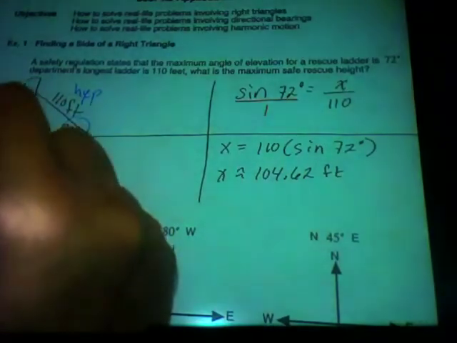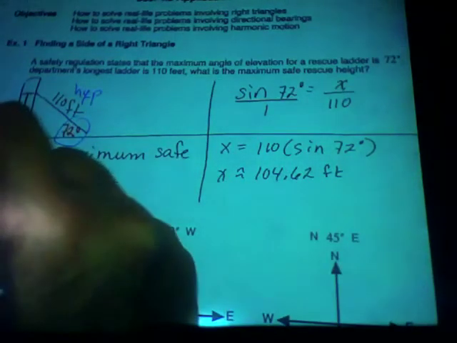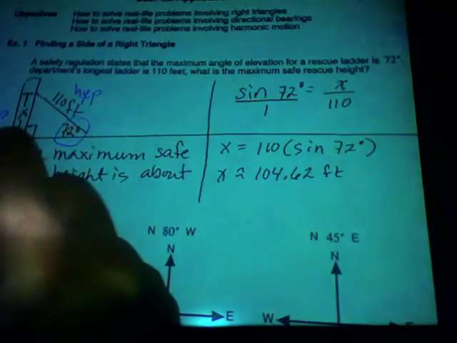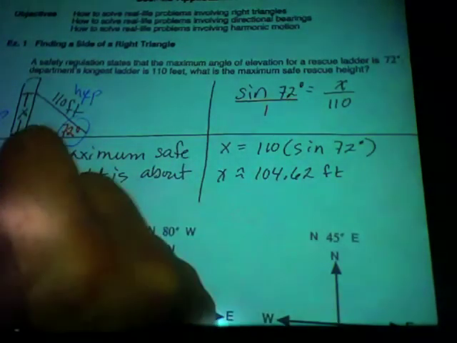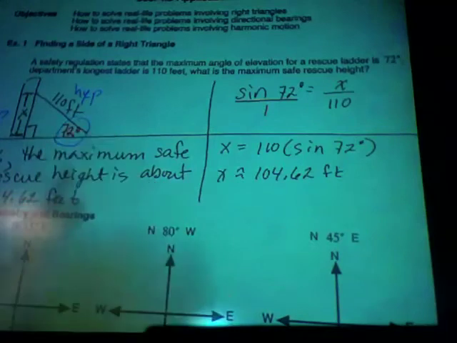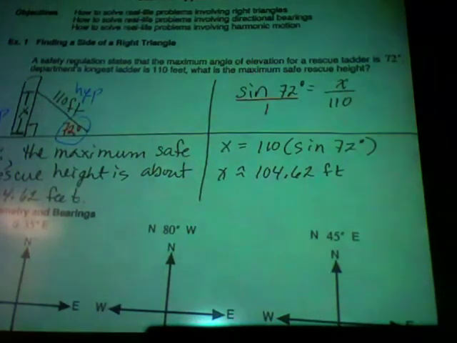Therefore, the maximum safe rescue height is about, because we approximated, 104.62 feet. Yep. I want to see the picture. It's really important that you draw a picture of what's going on.